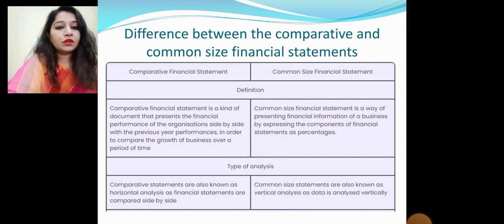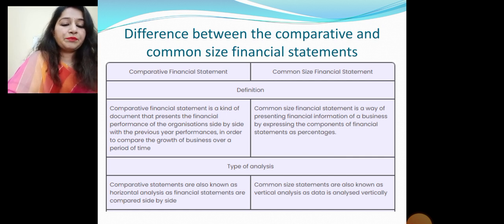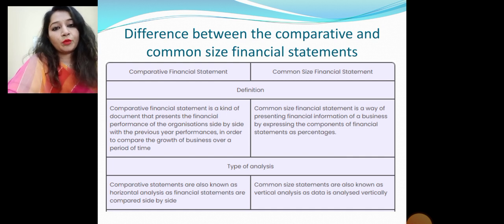So this was your comparative financial statement, which we divide into two parts: comparative balance sheet and comparative profit and loss account. And second is common size financial statement, which also comprises two parts: common size income statement and common size balance sheet.